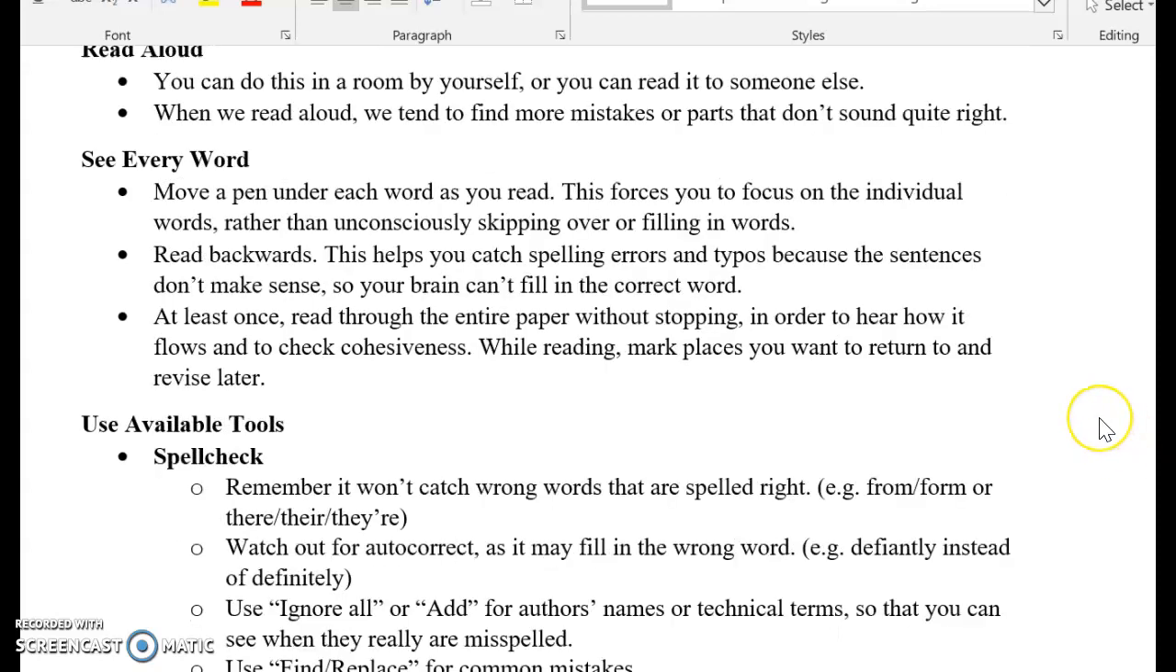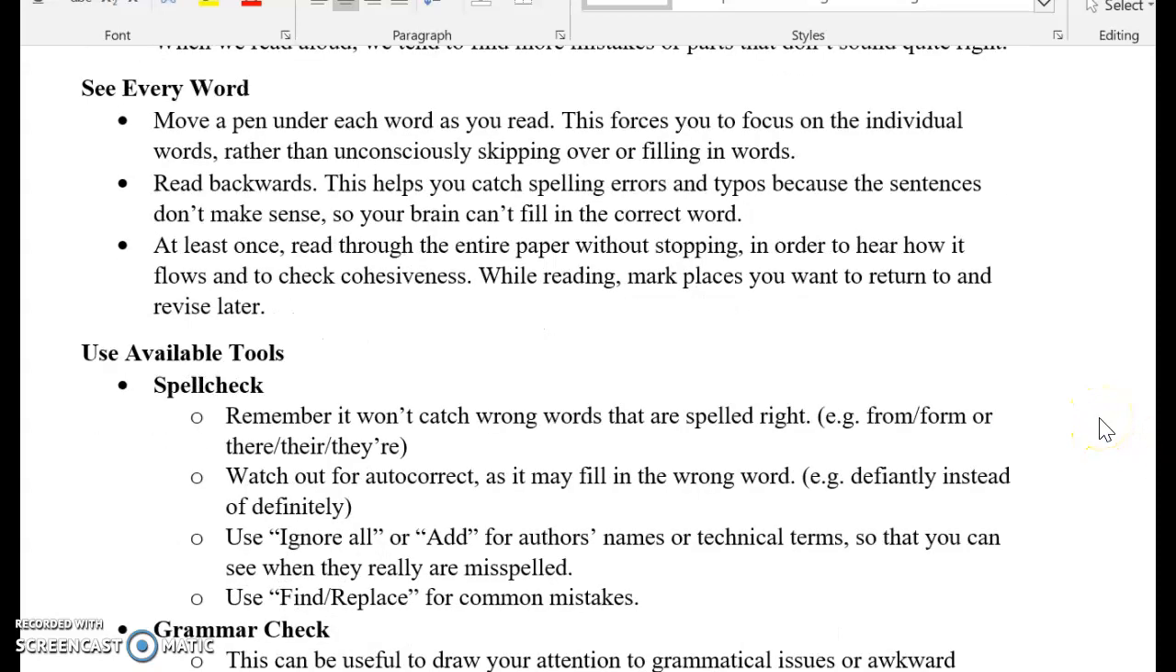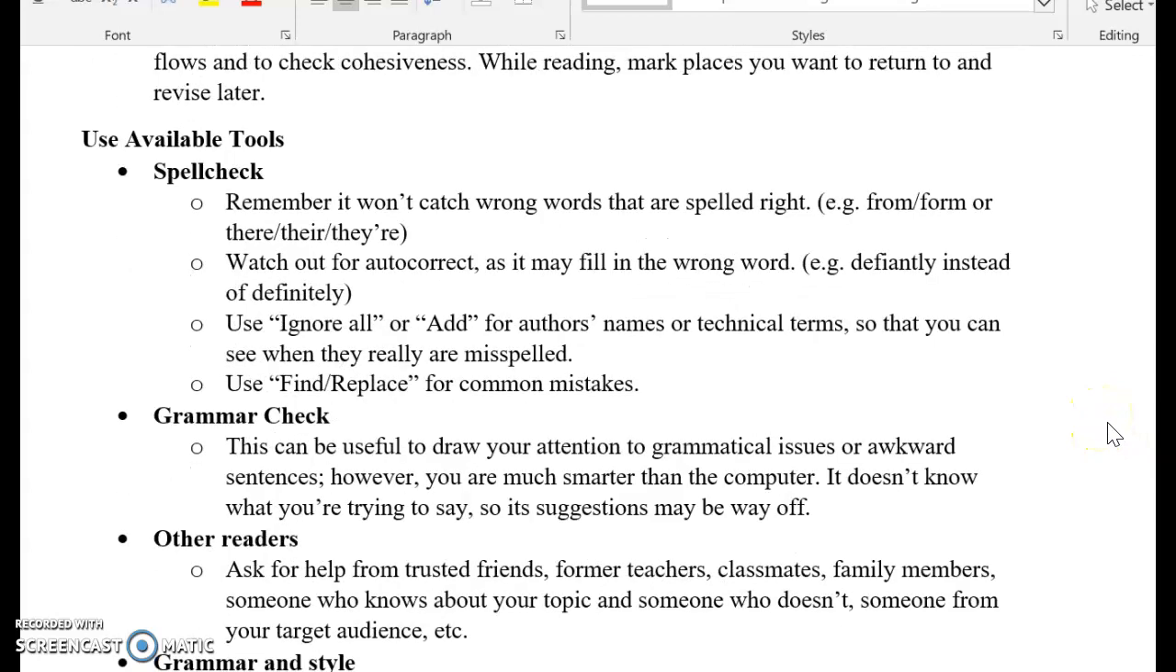A couple of the tools that you can use that are available. This would be more focusing on Word. I don't know how much this actually applies to Google Docs because I'm not too familiar with it and I haven't used it much. But when you're in Word, you can use these specific tools. So the first one being Spellcheck.